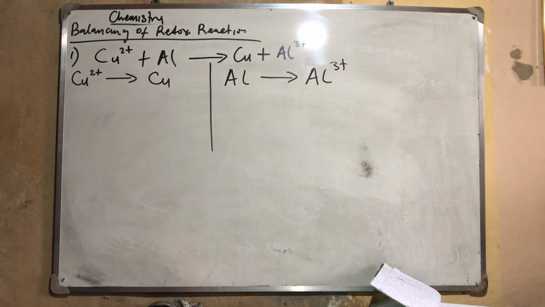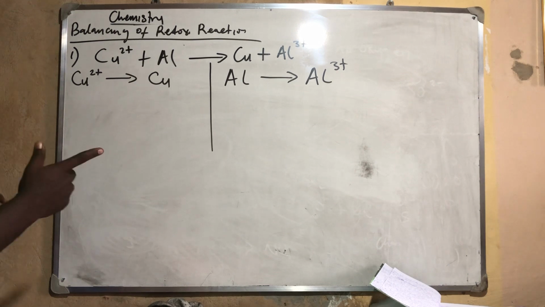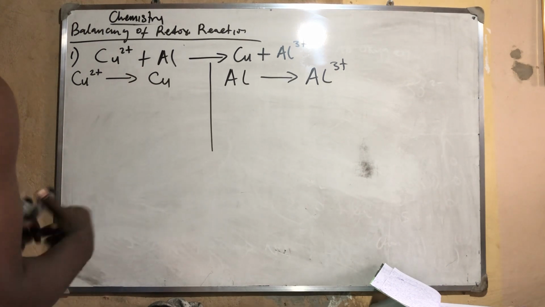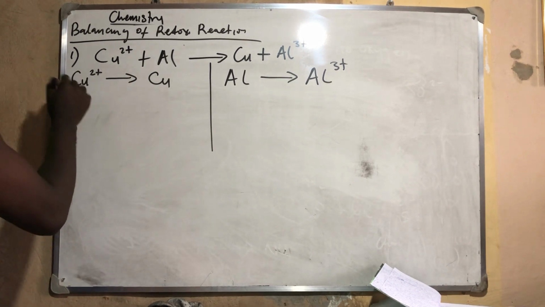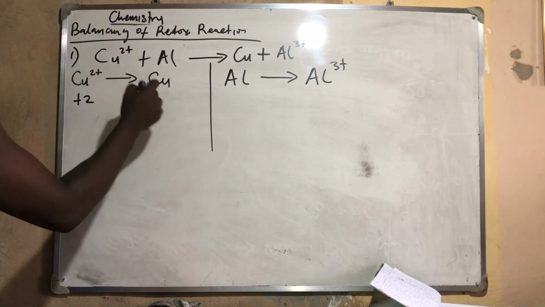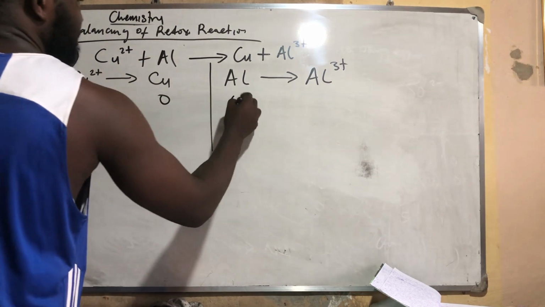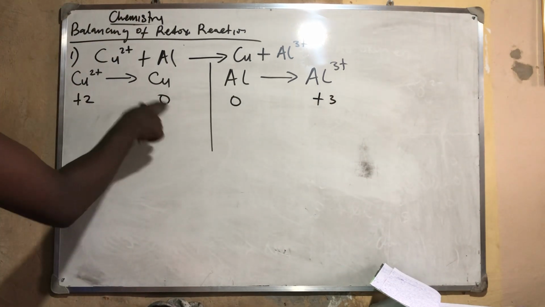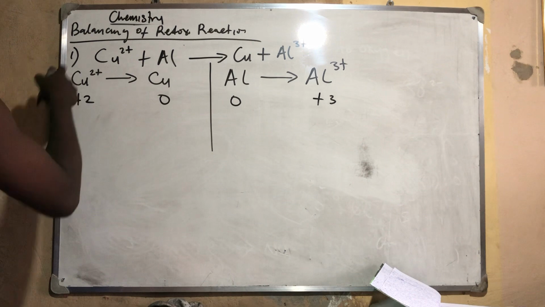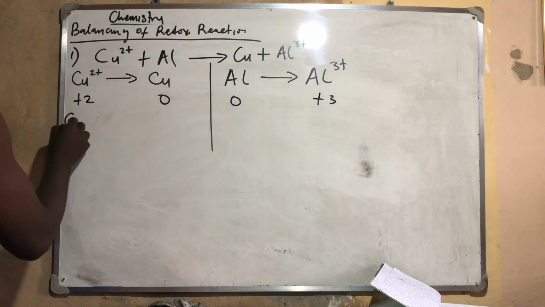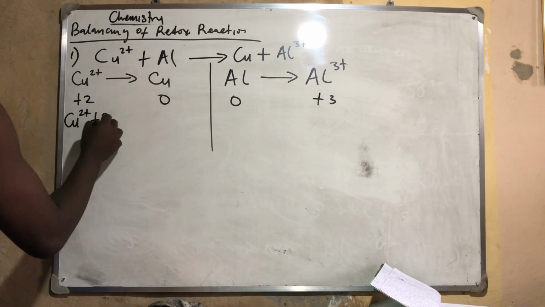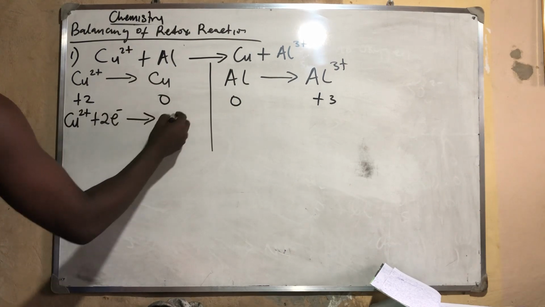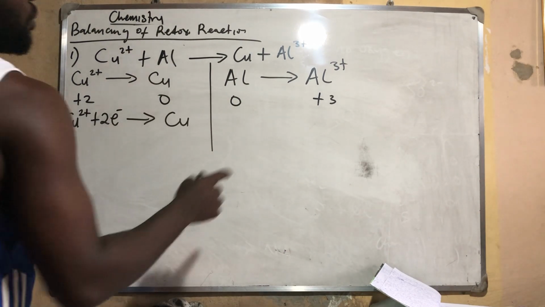The next thing we do, number 2, you can write it down, is to check their charges and then add electron to the side with the greater charge. If you look at this, the charge of this is plus 2, and the charge of this is 0. The charge of this one is 0, and the charge of this one is plus 3. So this is bigger than this by 2. So I'll add 2 electrons to this side with the bigger charge. So Cu2+ plus 2 electrons will now give us Cu.